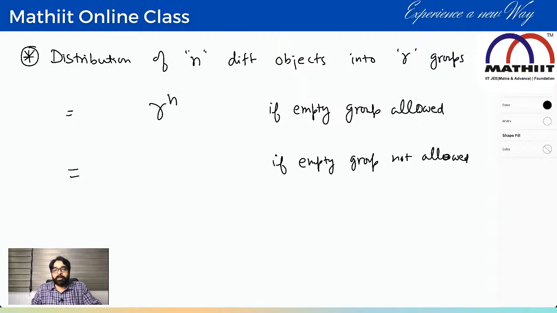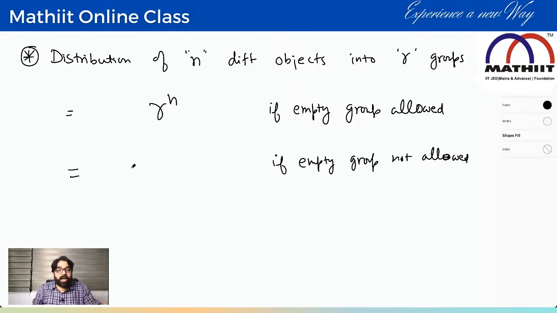I'm sure it's clear to everybody. It will be R power N. My first object can go by R ways, second object can go by R ways, third object can go by R ways, and so on. So R power N, if empty group is allowed.